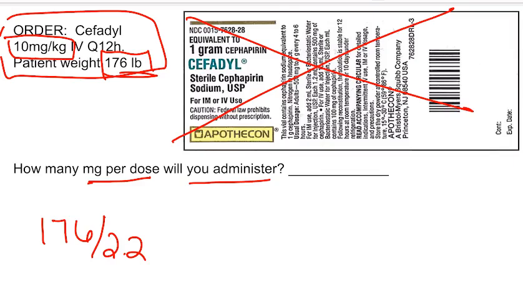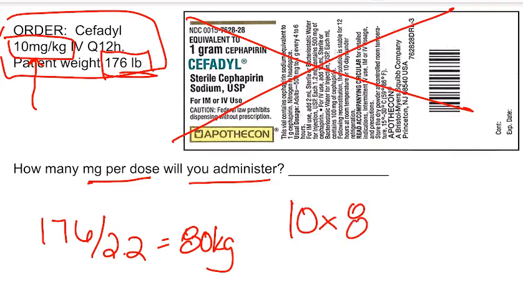176 divided by 2.2 gives my patient's weight: 80 kilograms. That's how much my patient weighs. Then I'm going to go back to the order. I want to multiply 10 milligrams times every kilogram, so it's 10 times 80. 80 times 10 is 800 milligrams per dose.